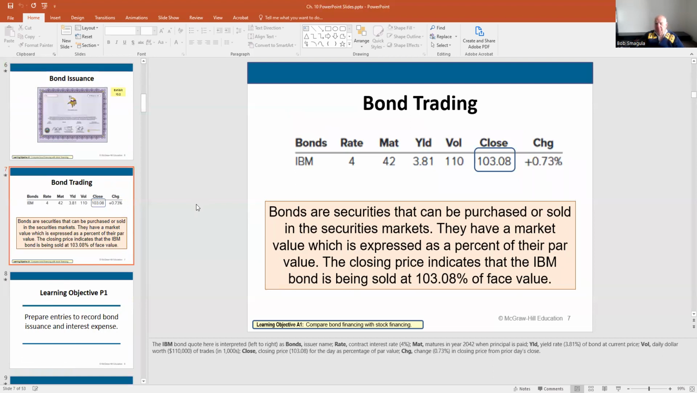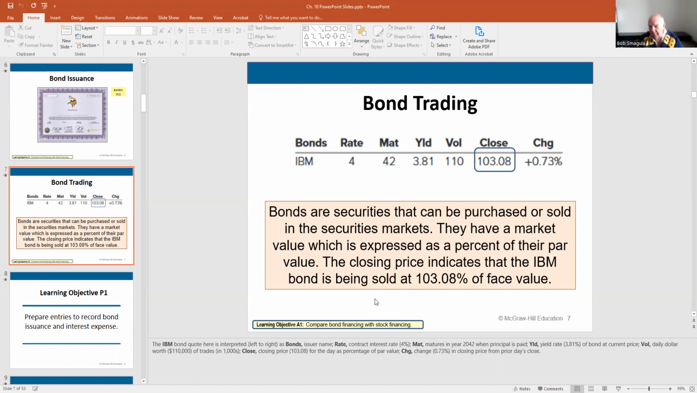Bond trading. A bond is similar to a stock in one way. They trade on the market daily. Not the stock market, but the bond market. Bonds are securities that can be bought or sold in the securities markets. They have a market value, which is expressed as a percent of the par value. The closing price indicates that the IBM bond is being sold at 103.08% of face value.